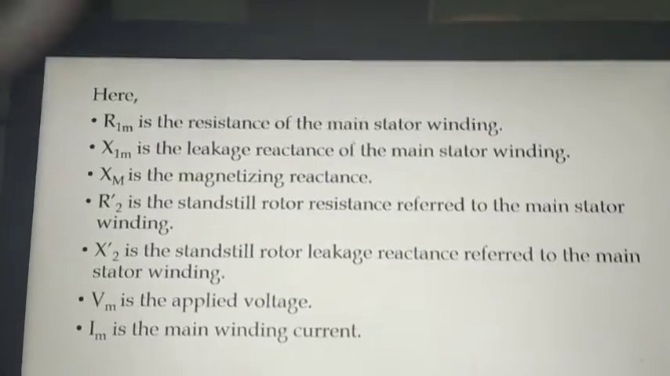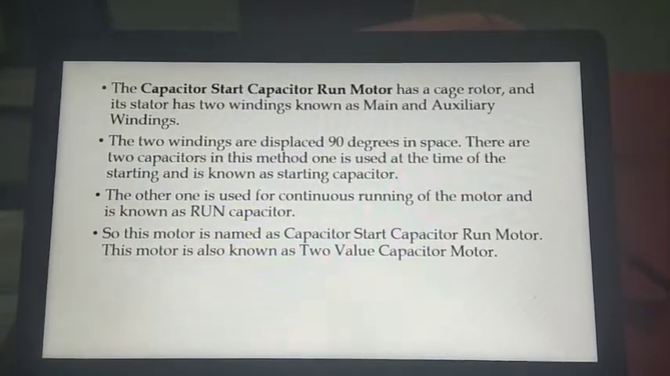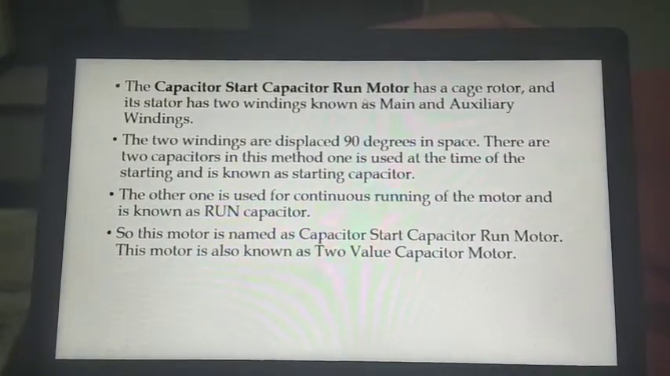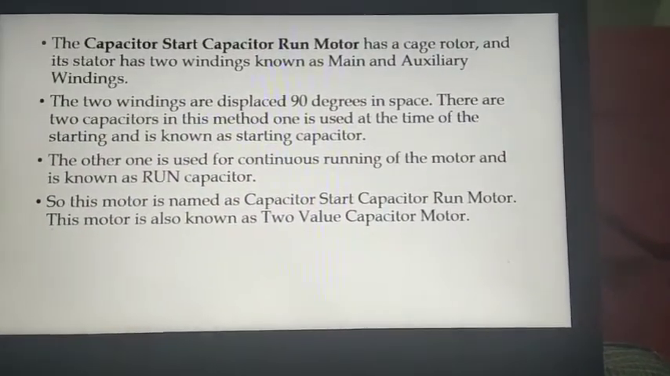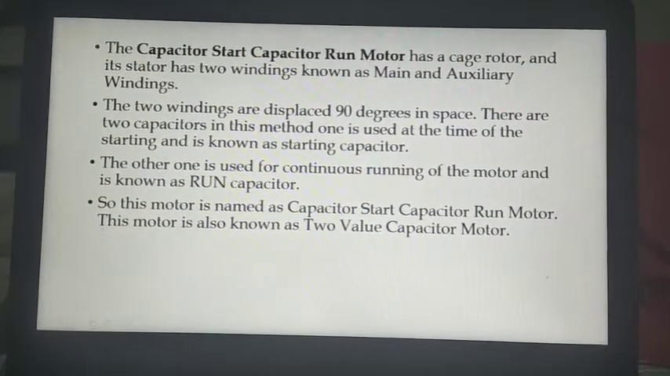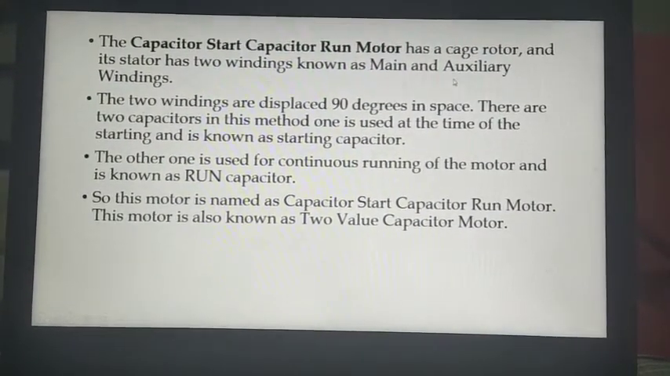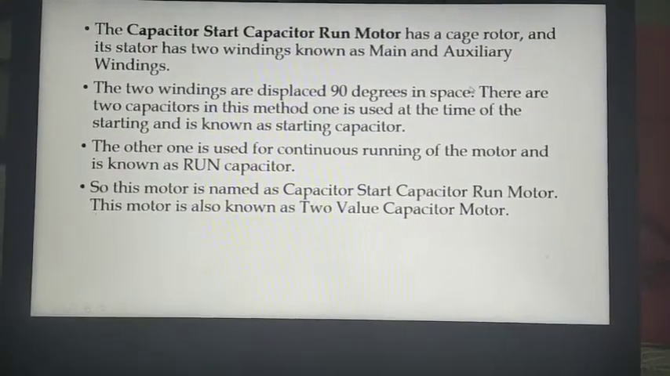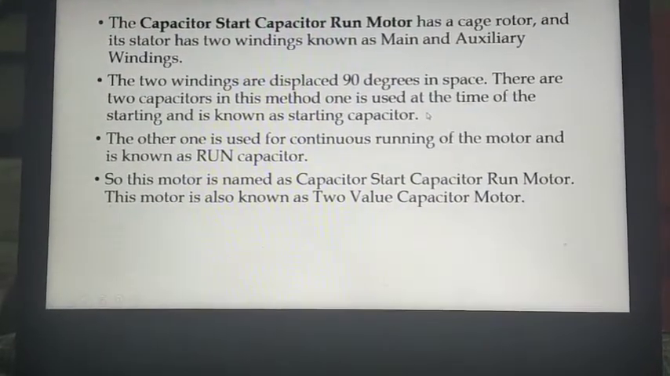The next one is the types of single phase induction motor. Here the first type, and our syllabus's given type, is the capacitor start capacitor run motor. It has a cage rotor. In our single phase induction motor, in maximum cases we use the cage rotor. The capacitor start capacitor run motor has a cage rotor and its stator has two windings, the main winding and the auxiliary winding, displaced by 90 degrees in space. There are two capacitors in this method. One is used at the time of starting, known as the starting capacitor.